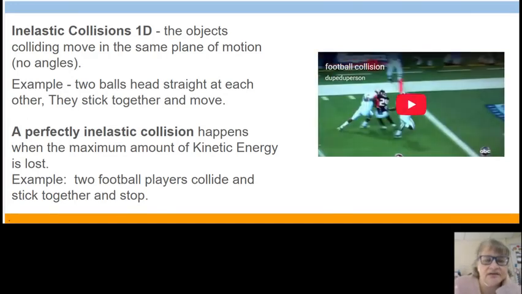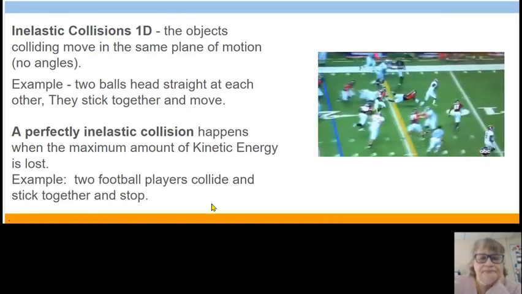they stuck together. So a perfectly inelastic collision happens when the maximum amount of kinetic energy is lost. So, for example, you have two football players. They collide, stick together, and stop. So, if they stop, that means that the total amount of energy, right? That's the largest amount of energy that they could have had.